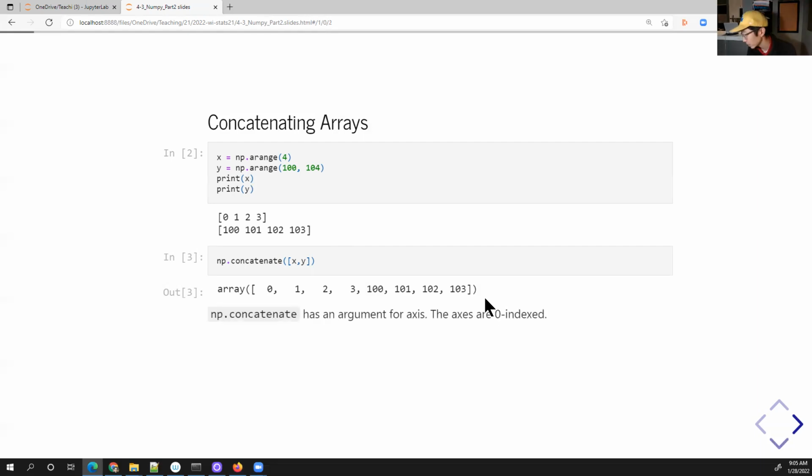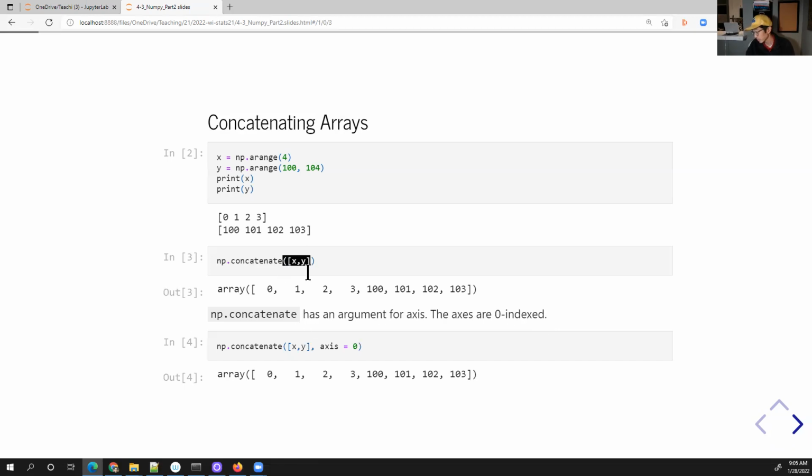There is an argument for axis when you do np.concatenate. The axes are 0 indexed, and so this would be equivalent: np.concatenate. Again, there's only one axis at this moment in time, so we can call axis equals 0, and it would be exactly equivalent.